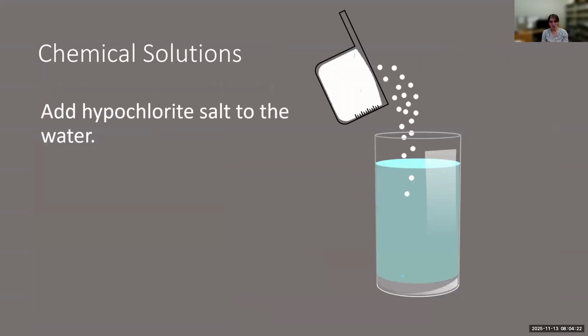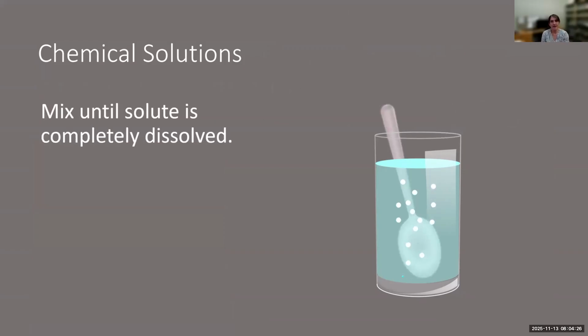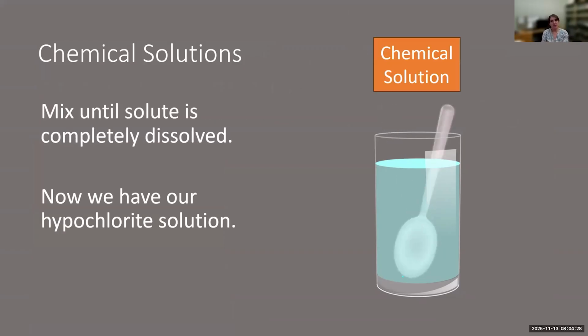We take our solute, the hypochlorite salt, and we add it to the solvent, the water, and we mix them together until the salt is completely dissolved. Now we have our chemical solution, our hypochlorite solution. This is either done by the manufacturer or it can be done by the utility, depending on what type of chlorine you use for your system.